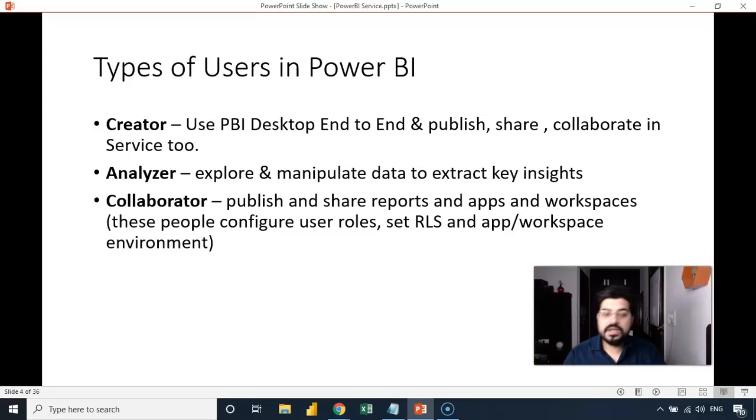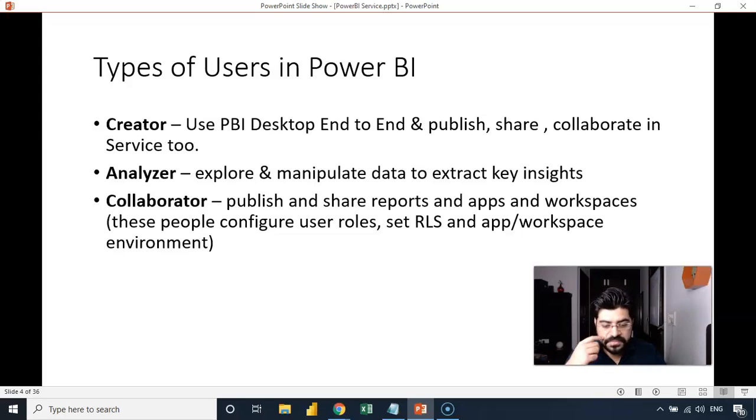The other role or the other user is an analyzer, who is actually the consumer basically, and who explores and manipulates data to extract the key insights. Kind of, you are a person who is actually playing around with the report which has been created by the creator and finding out the insights out of the same. And then finally, a collaborator who actually publishes and shares the reports in apps and workspaces.